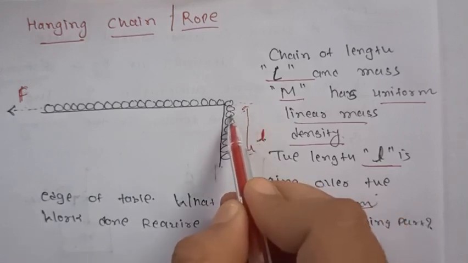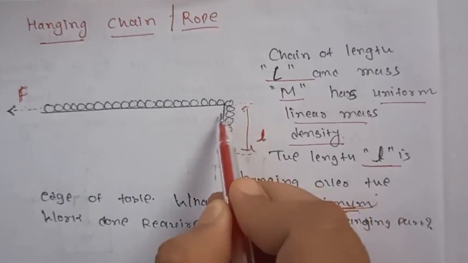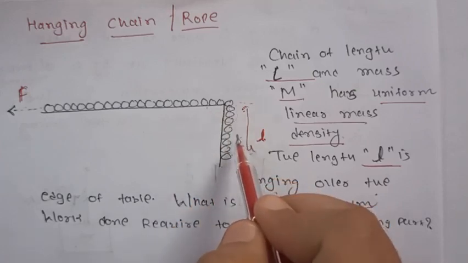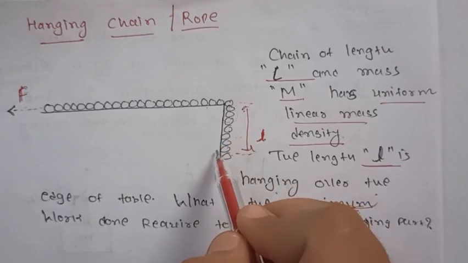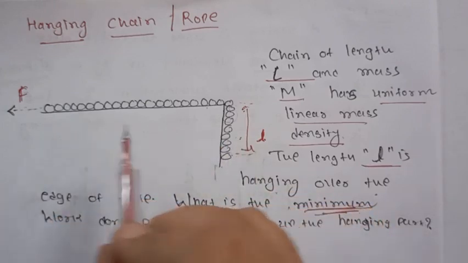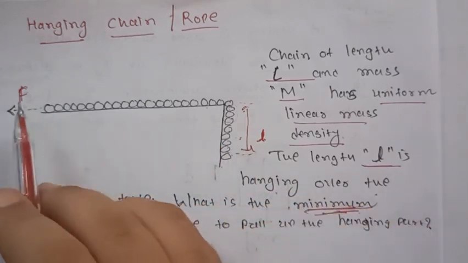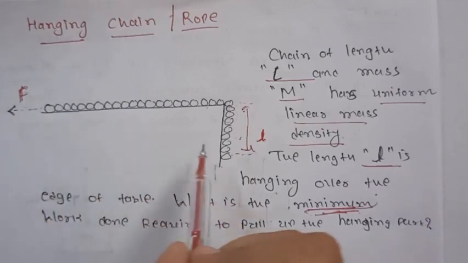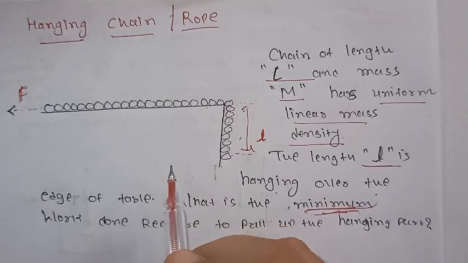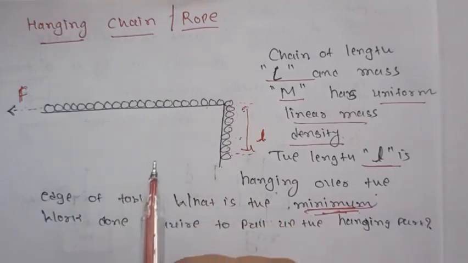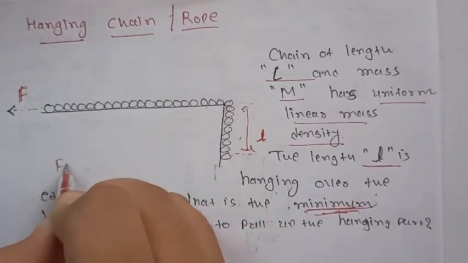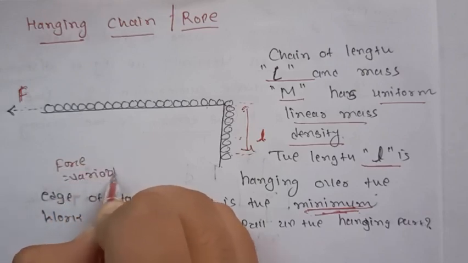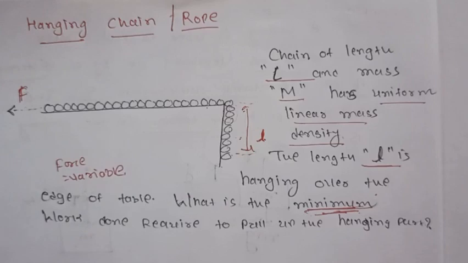Now after some time some of the part is lifted up. Now the hanging part is reduced, so the force required will also be reduced. So to have minimum work done, we have to continuously reduce our applied force so that we can pull the chain in minimum work. So in this case our force will be variable. That's why it is the variable force case.